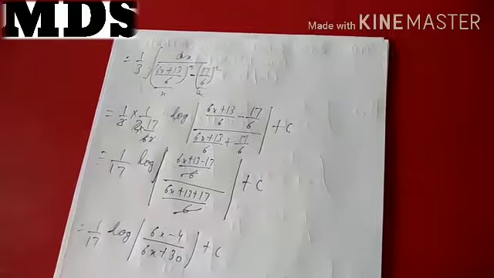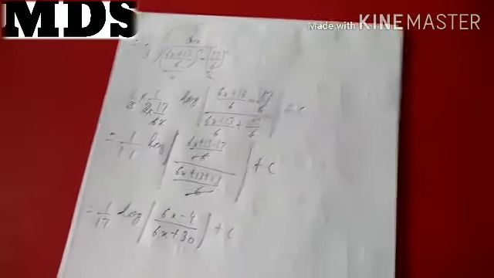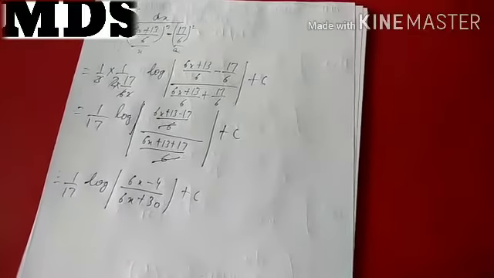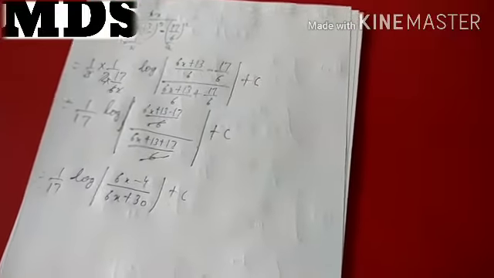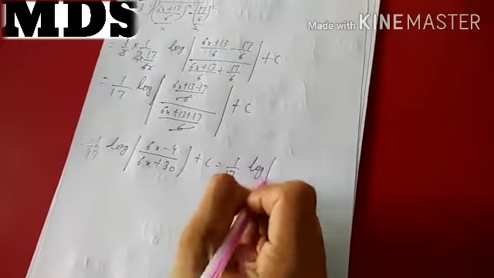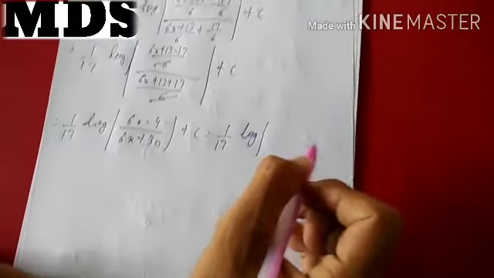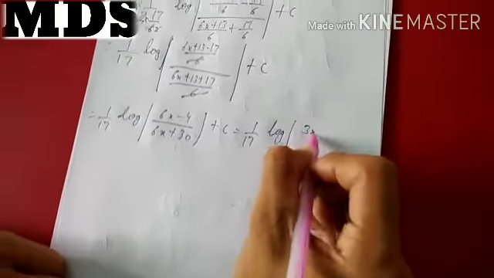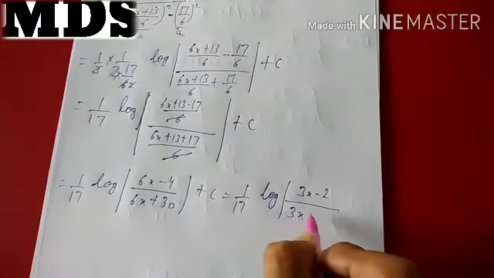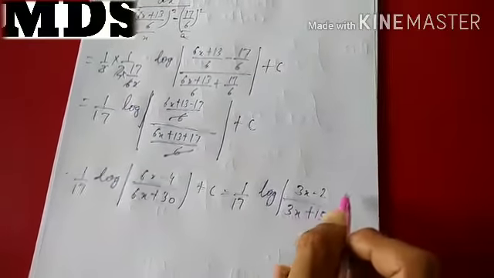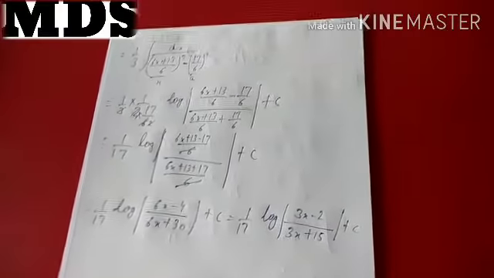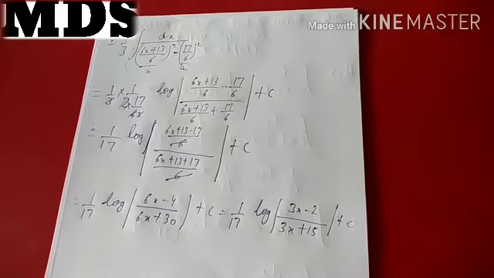Okay. If you want, you can simplify it further by taking 2 common from numerator and denominator. So we will get 1 by 17 as it is log of, after taking 2 common from numerator and denominator, 3x minus 2 in numerator and in denominator 3x plus 15, plus C. It's your answer. Okay, so in this way these questions can be solved.